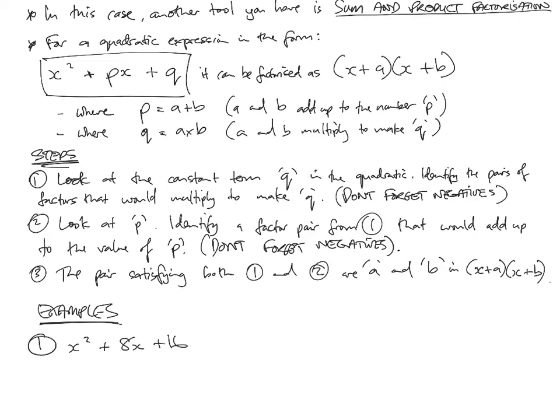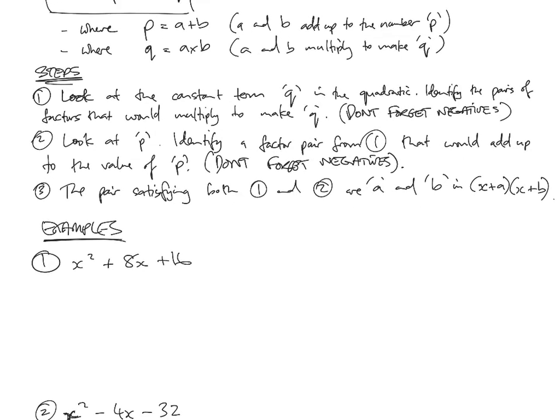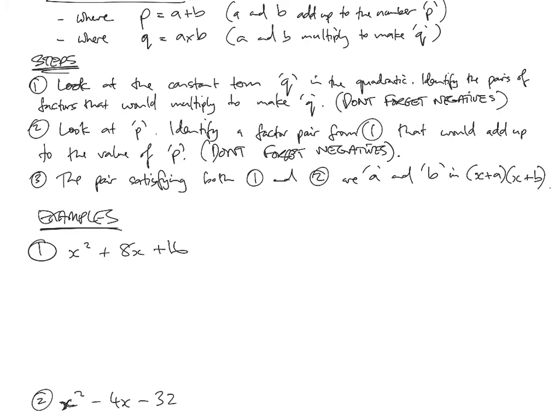This factorization is tricky because you're looking at a pair of numbers a and b that satisfy two things. They add up to this number in front of x, and they multiply to this number, which is the constant term in the quadratic. So I've tried to word it into steps that may make it easier for you. If not, you just need to practice, okay?